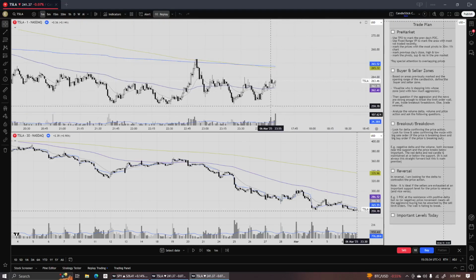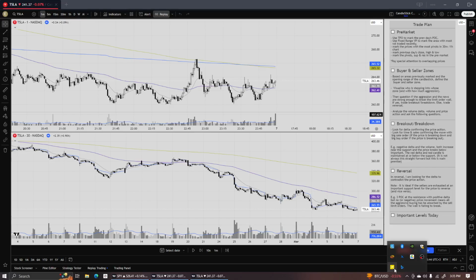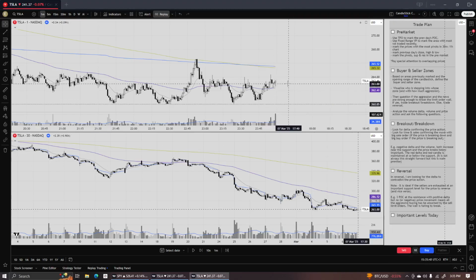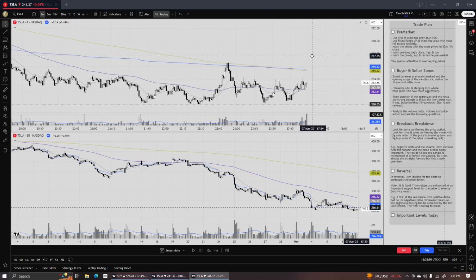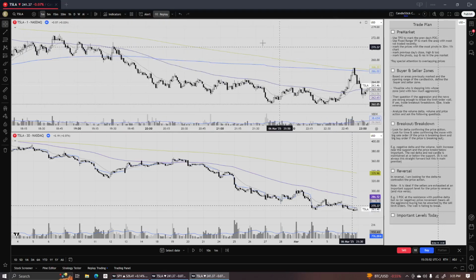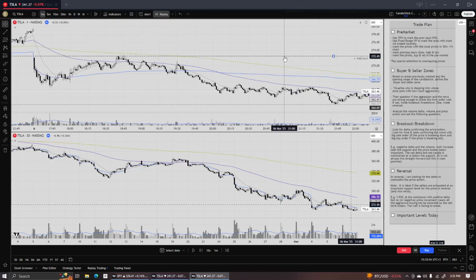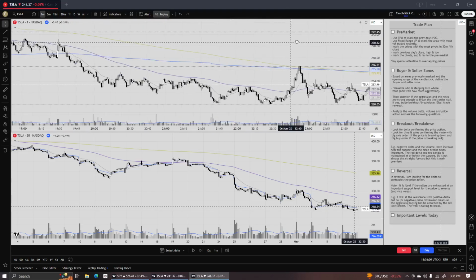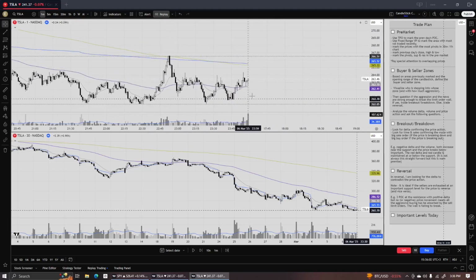First, let me mark the important levels. This is the previous day's low. Why is my alt not working? Is it because of this exit? Okay. This is the previous day's high. This price looks important, 266.51. And let's just go with some basic marking here.